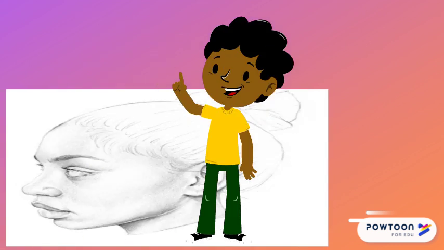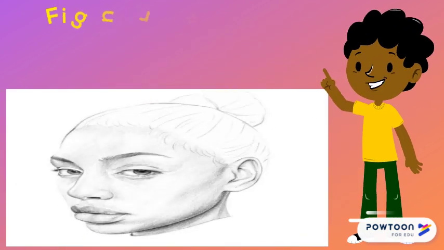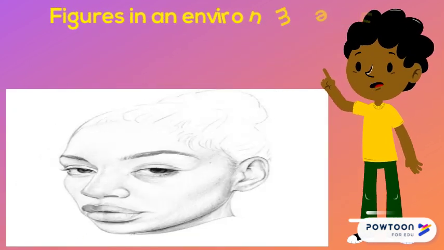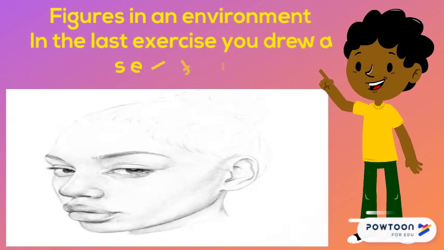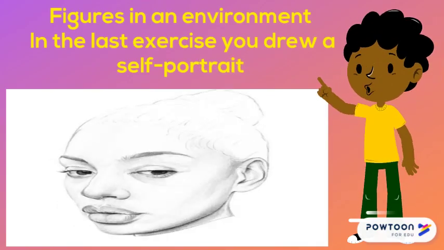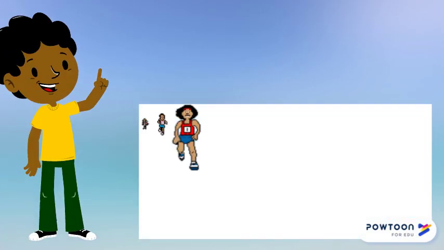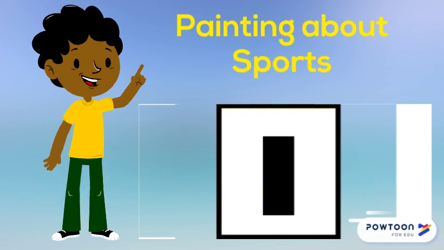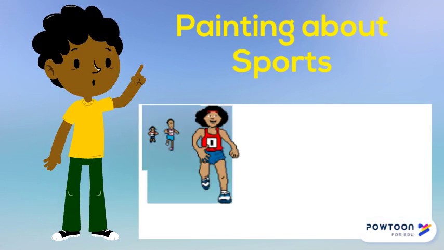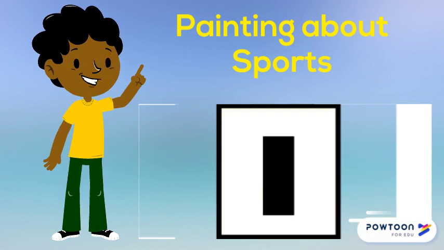In the last exercise, you drew a self-portrait. You looked into the elements and design principles. Let's now use that information and explore figures in an environment. Let's look at painting about sports. The link on your screen will lead you to a video on how to draw a scenery of playing football step by step.